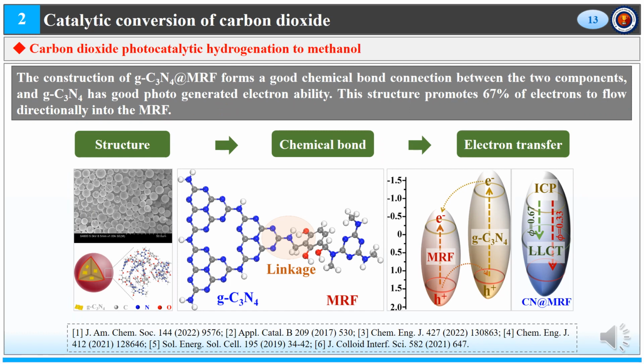Point 2. Photocatalytic carbon dioxide hydrogenation into methanol. The construction of carbon nitride MOF forms a good chemical bond connection between the two components, and carbon nitride has good photo-generated electron ability. This structure promotes 16.7% of electrons to flow directly into the MOF.